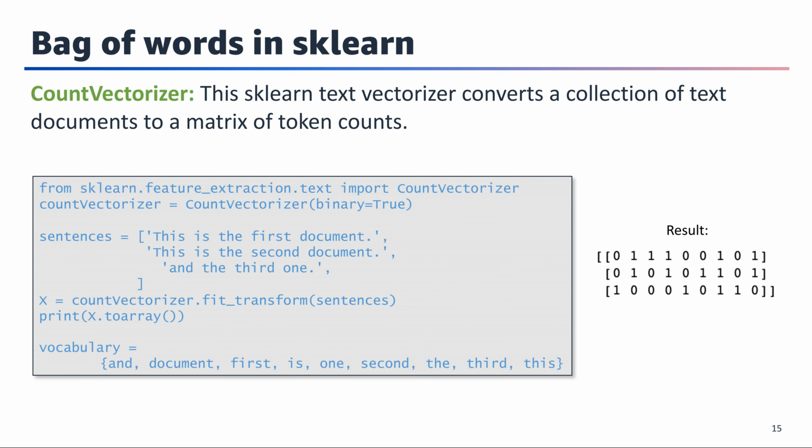Note the binary equals true parameter in the call to count vectorizer in this example code. If binary equals false were used, the vectorizer would produce word counts. In this case, the resulting array would probably be the same because none of the sentences have repeating words.